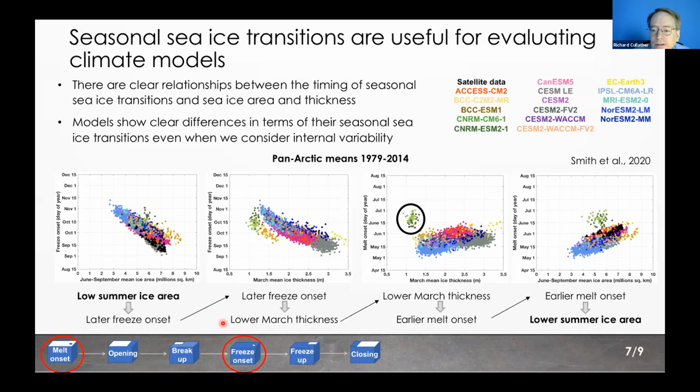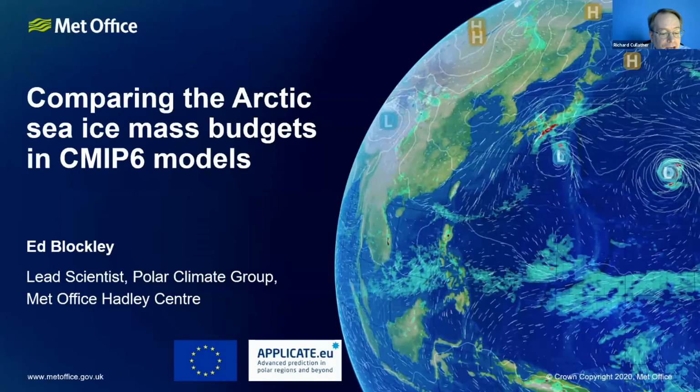Anyone else? All right, let's go on to the second talk then. The second talk is by Dr. Ed Blockley. He is the lead for the Polar Climate Group at the UK Met Office Hadley Centre, located in Exeter, where it is, I guess, 8:30 p.m. And we're very happy to have Ed here with us today. And he'll be talking about an analysis of the Arctic sea ice mass budget.